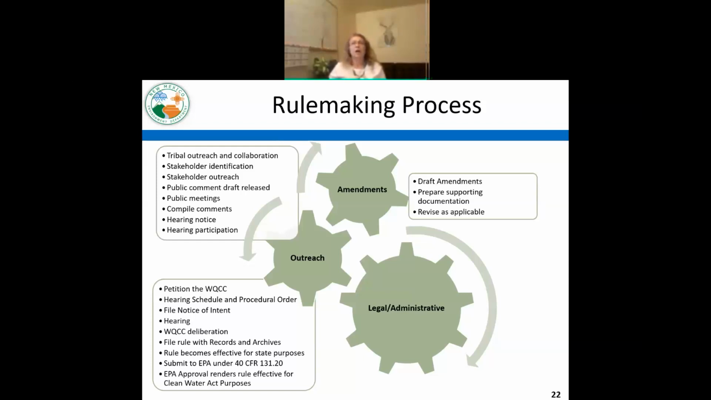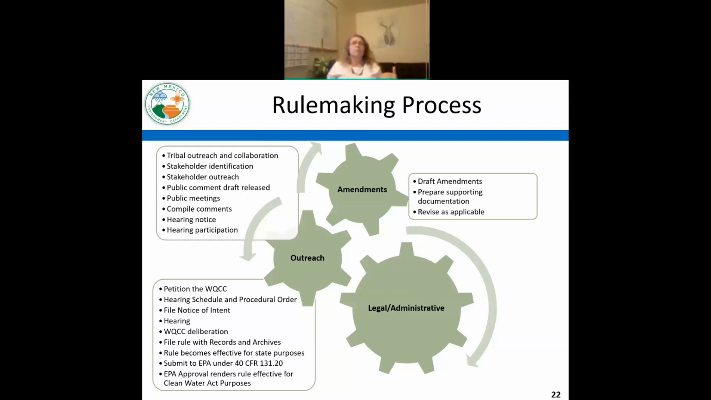And finally, also conducted interspersed with the outreach and amendment development, we have the legal and administrative tasks that have to be conducted for any rulemaking before the commission. This list identifies some of those major milestones that must be attended to for amendments to states' water quality standards. So these three elements really make up the process that's undertaken for a triennial review.